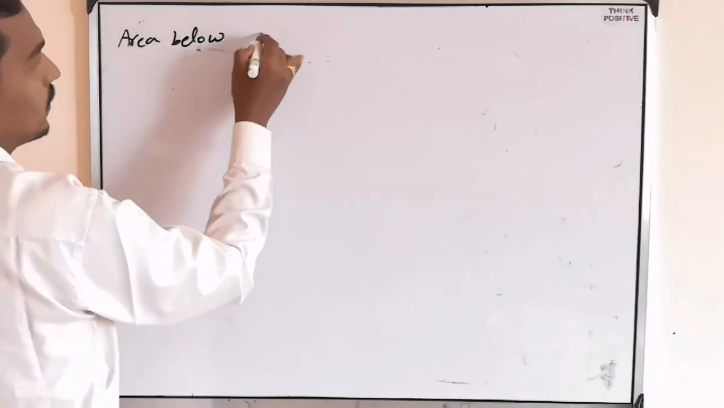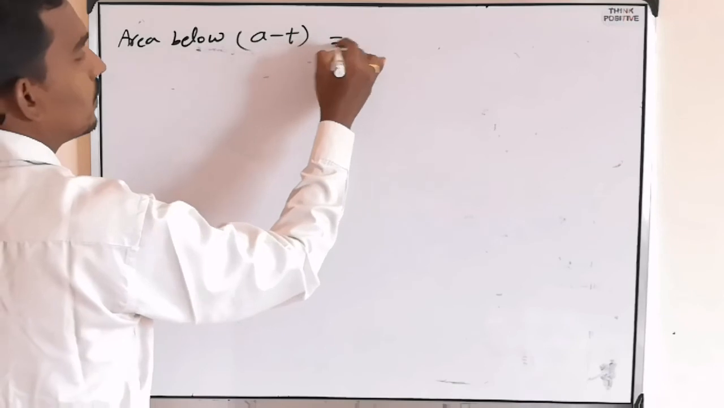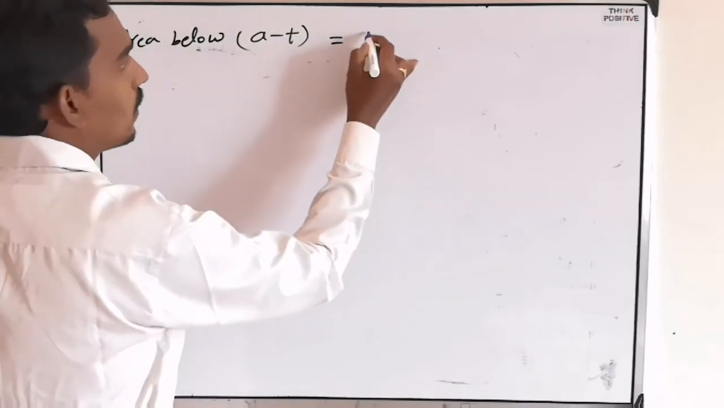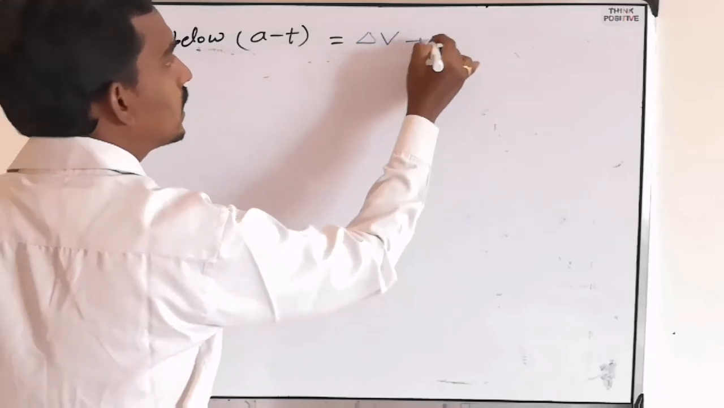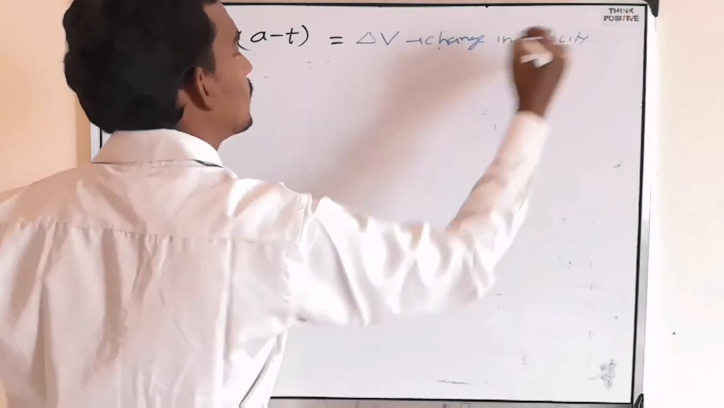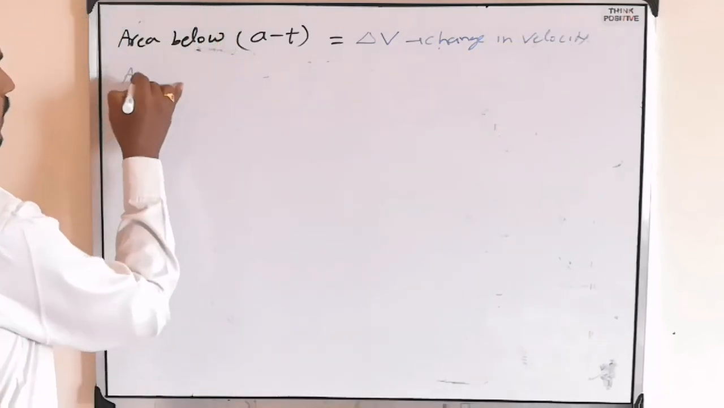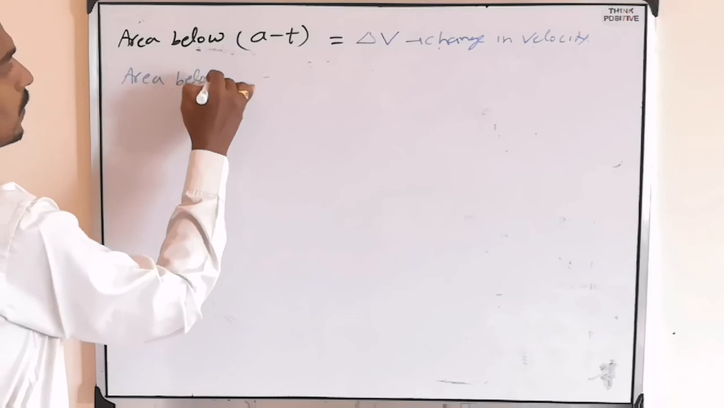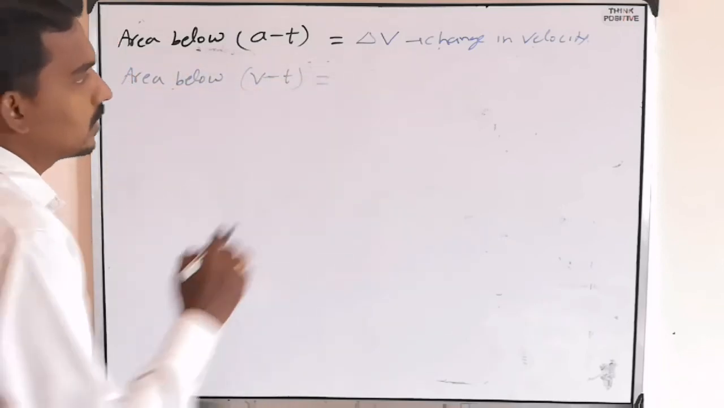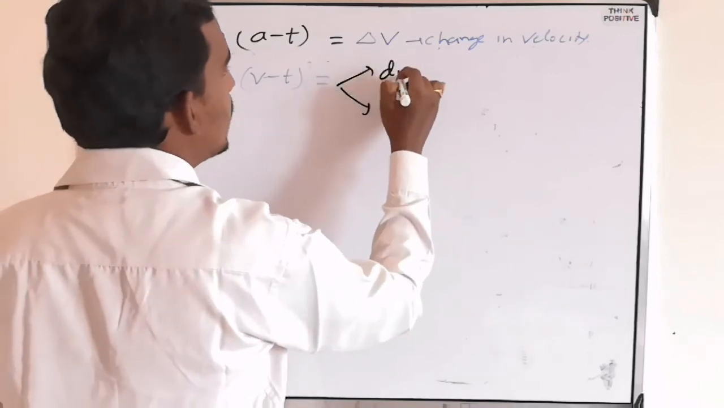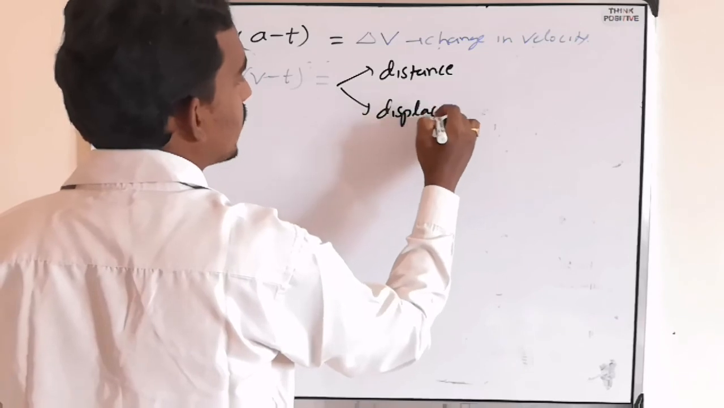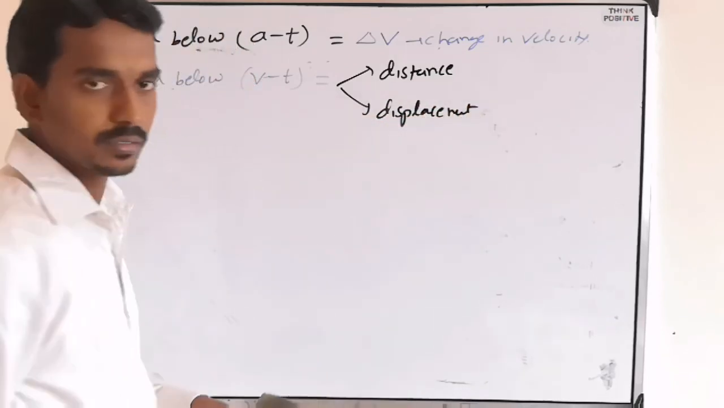Area below the AT graph, the acceleration versus time graph, that is delta V, nothing but change in velocity. And area below the VT graph, that is either distance or displacement. Both are possible.